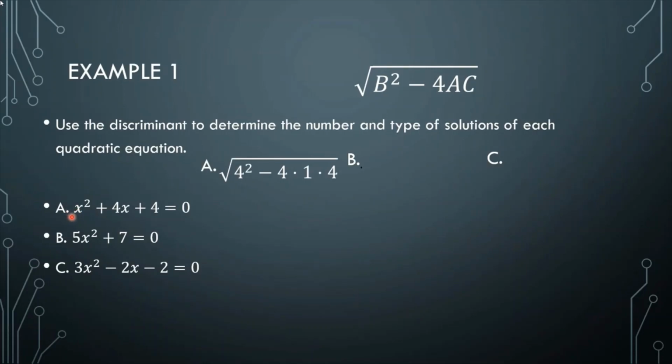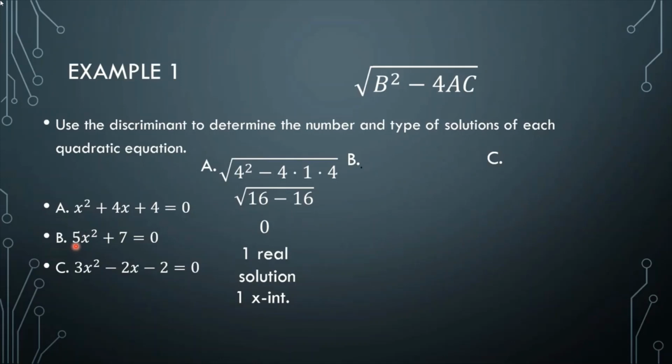So here, just like before, a is in front of the x squared, b is in front of the x, and c is by itself. So I plugged it into the discriminant, which is 4 squared minus 4 times 1 times 4. This would be 16 minus 16, which is 0. Square root of 0 is 0. And that tells me that I have one real solution and I have one x-intercept. Let's look at the next one.